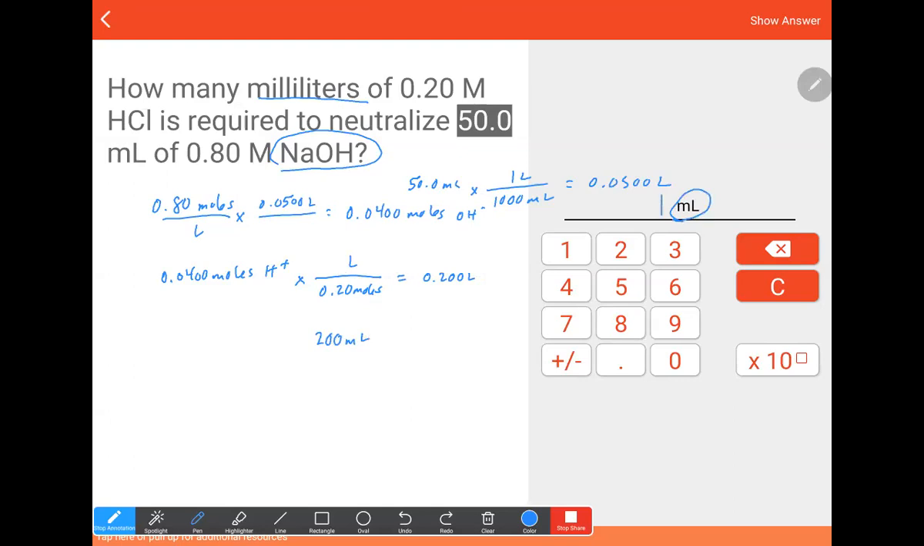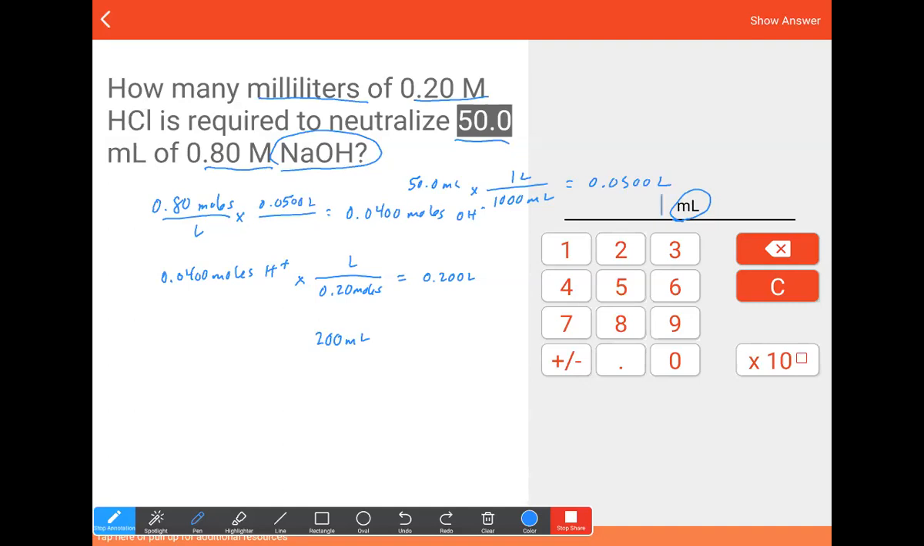So does that make sense? I have 0.8 molar NaOH, 50 milliliters. I have 0.2 molar HCl, so I need 4 times as much because it's a fourth. You could also do an M1V1 and M2V2 type of calculation if you wanted, but I like solving for moles because it's all about the moles in titration. So this gives us a good idea of how it works.